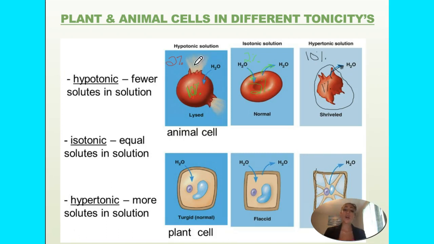So you do want to know what happens to the cells in each of these different situations. Try to use flashcards or try to figure it out on your own. Ultimately, you should know what happens to an animal cell in a hypotonic solution, what happens to an animal cell in a hypertonic solution, and what happens to an animal or plant cell in an isotonic solution.